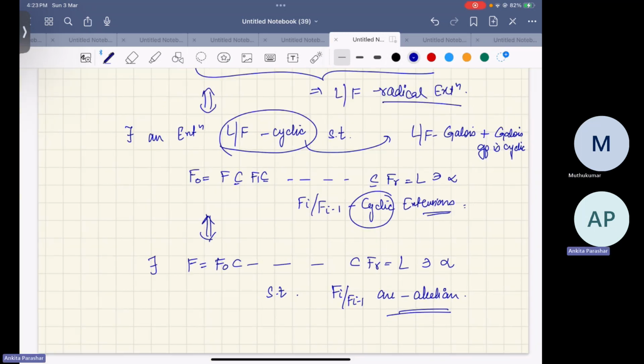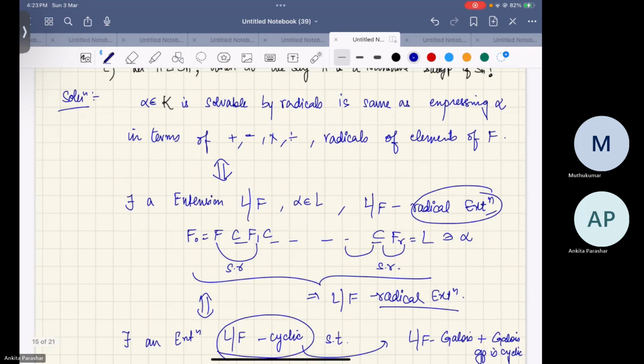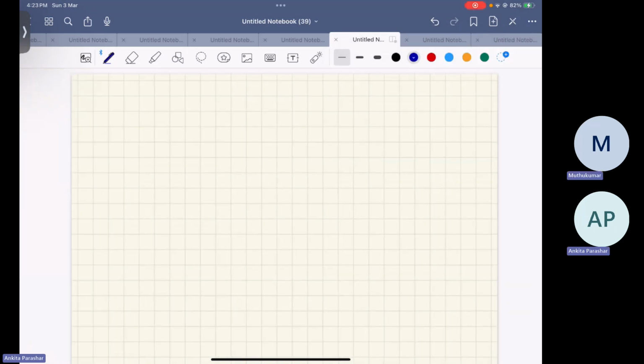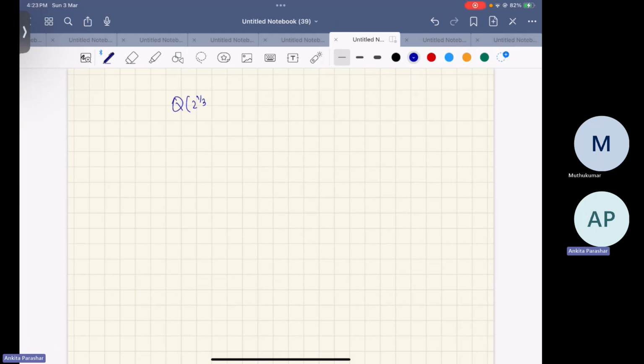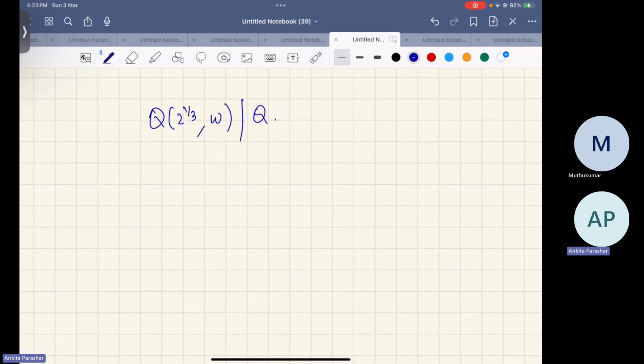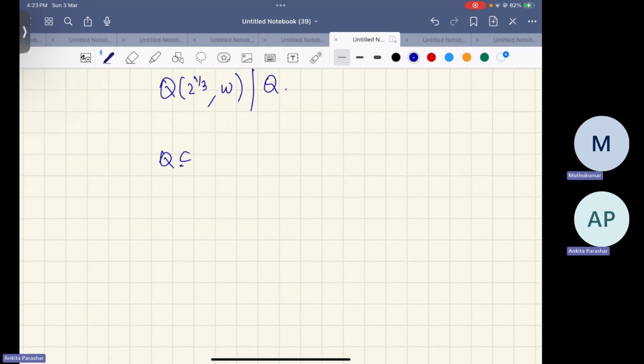So let's try to see our element. Okay, let's try to see the example now so that we can see. Q(2 power 1 by 3, omega) over Q. We know this is a solvable extension by degree also 6, and it is a Galois extension either by using a result or directly. And we know that there is a tower of extensions.